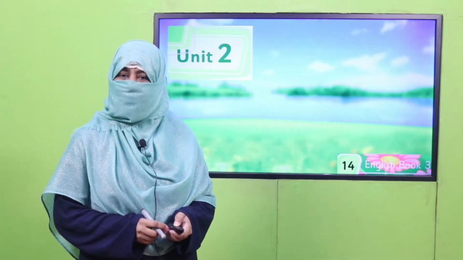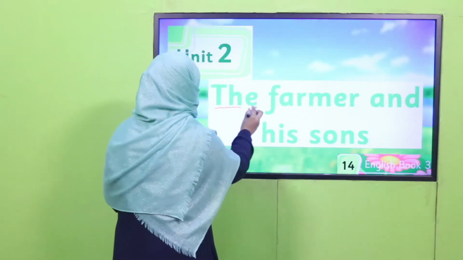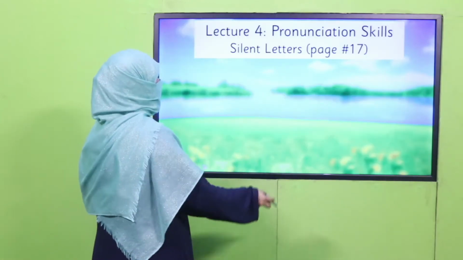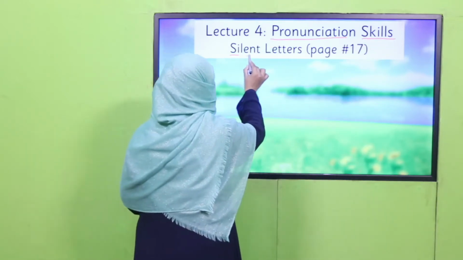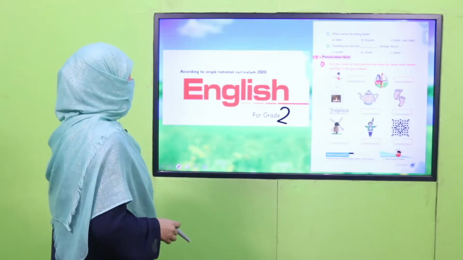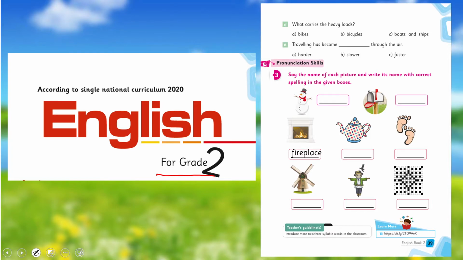We are learning Unit 2. Its title is The Farmer and His Sons. Today's lecture 4, under the title of Pronunciation Skills, we will learn about silent letters and we'll cover page number 17 of your book. Before this, in your English for grade 2, do you remember we learned a compound word, fireplace, and I told you this E we don't say because these are silent. Do you remember?